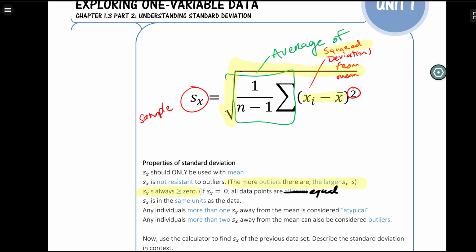If every data point is equal, then there is no variation from the mean, and thus our standard deviation is 0. Any individuals more than one standard deviation away from the mean are going to be considered atypical, or maybe just a little weird. If anybody is more than 2 standard deviations away, they're going to be considered outliers, or super weird, right? And again, this is going to come into play a little bit later on when we start looking at these things called normal distributions. That's coming. So now use the calculator to find S sub x. I will leave that to you. Use your one variable stats calculator.